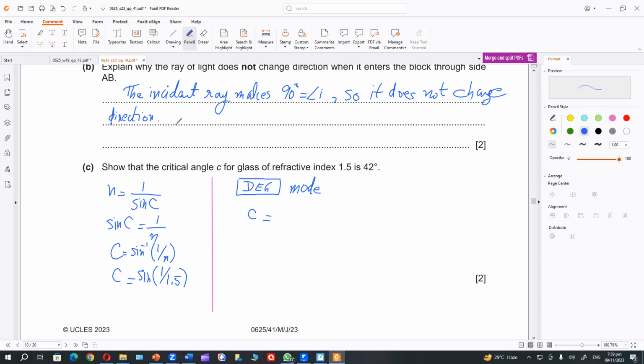Now, can you help me solve, copy down these steps and help me get the answer? 41.81. 41.81. Okay, good.